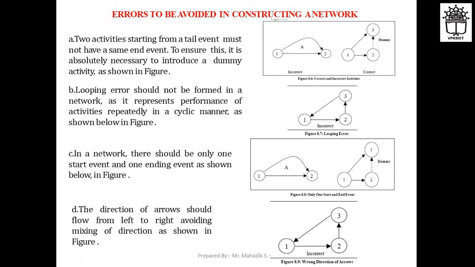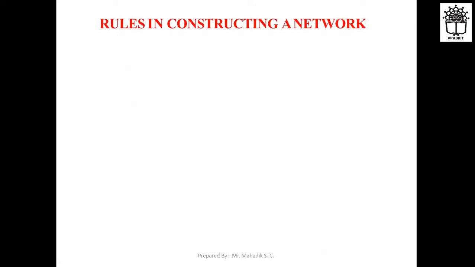Okay, so this is the arrows moving from left to right like this. It should not be moved from right to left, as that will form a wrong direction of arrow, it will form a looping error. So these are some errors to be avoided during the constructing of a network diagram.